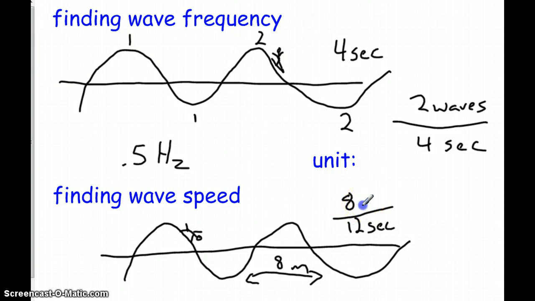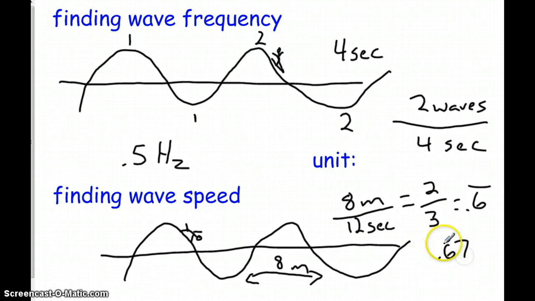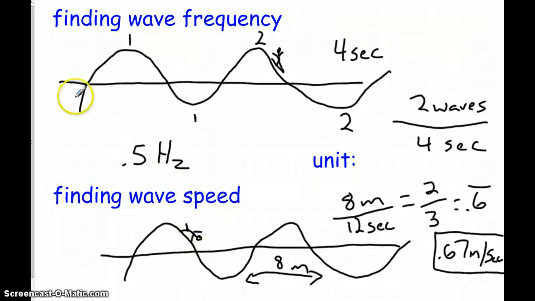Take our distance divided by time, and we simplify that. We're going to get 2/3, which in a decimal is 0.6 repeating, and we will round it and say 0.67. Okay, so 0.67 meters per second. That is the speed of our wave. So that's how we find speed for waves.